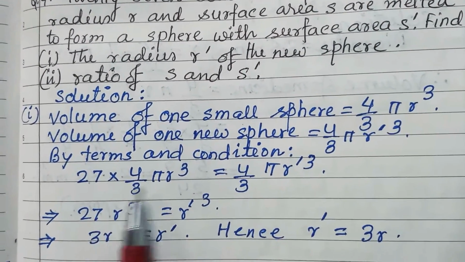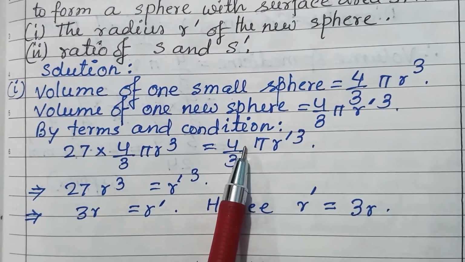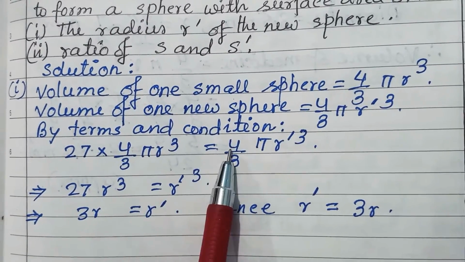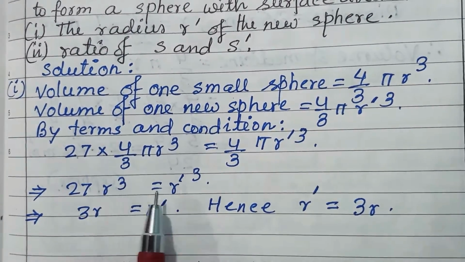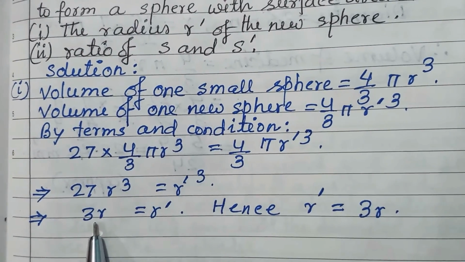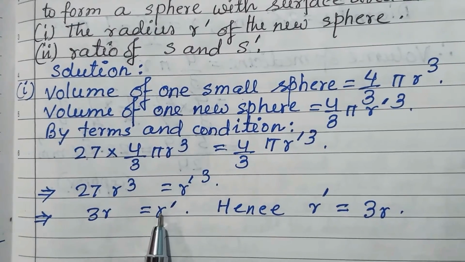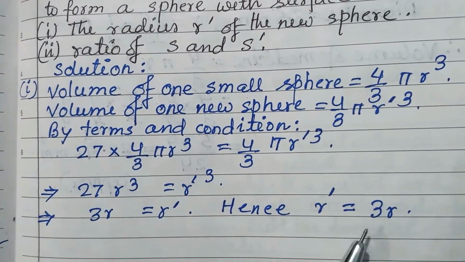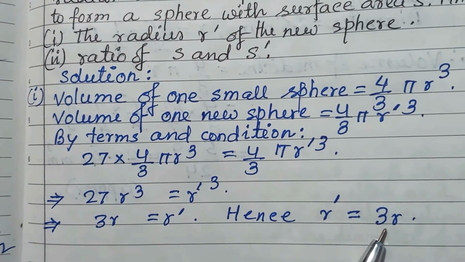So 27 times 4 upon 3 pi r cube is equal to 4 upon 3 pi r dash cube. The 4 upon 3 pi cancels, so 27 r cube is equal to r dash cube. Now 27 r cube is 3r whole cube, so 3r is equal to r dash. Hence r dash is equal to 3 times the radius of the small sphere.